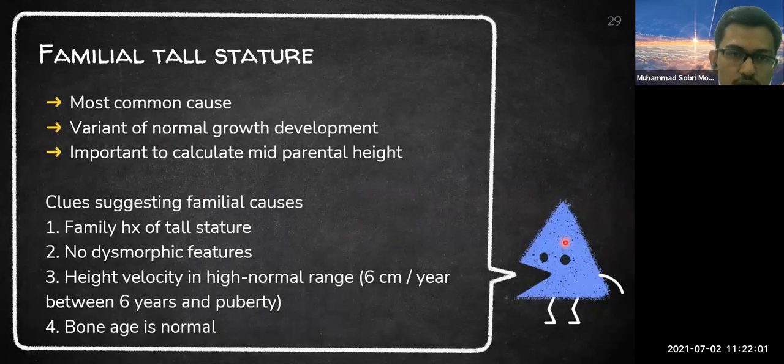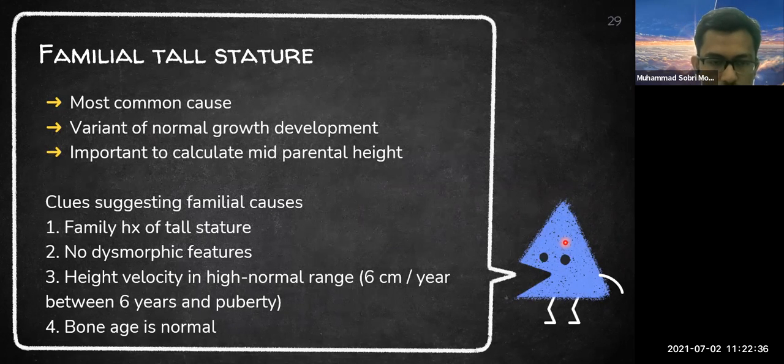And one of the common causes of tall stature is familial tall stature, which is a variant of normal growth and development. As it is a familial cause, it is important to calculate the mid-parental height, because maybe the parents are also tall people. If we calculate the mid-parental height, it is normal for the child to have such height, because the parent is also a tall person. So it is important to ask about the family history of tall stature.